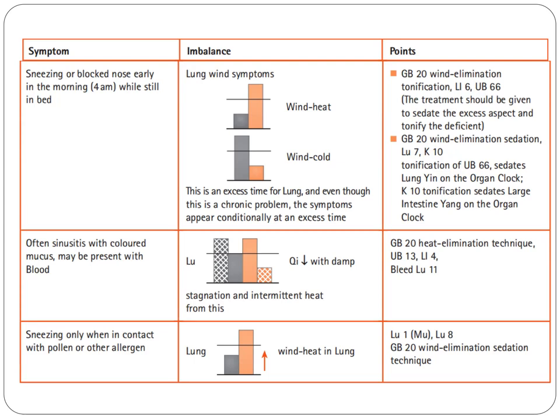Often, sinusitis with colored mucus may be present with blood. So here you could see qi deficiency with damp, stagnation, and intermittent heat from this. So gallbladder 20, heat elimination technique, bladder 13, Li4, bleed lung 11.